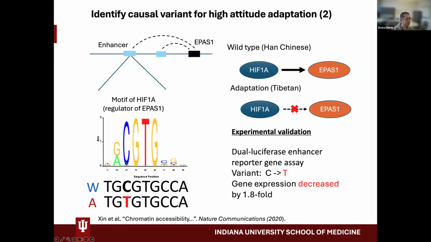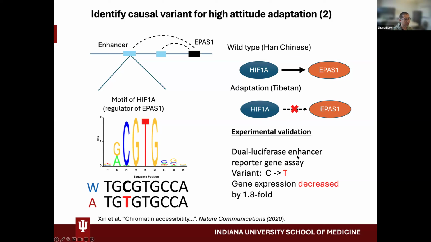Because of this T, the HIF-1 alpha cannot recognize this base pair. They do not bind here. So it means in Tibetan people, this regulation is disrupted. Because of that, even in a low oxygen environment, EPAS1 expression cannot go up very quickly.